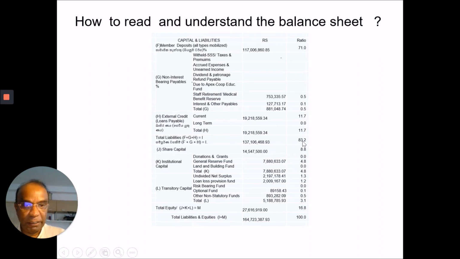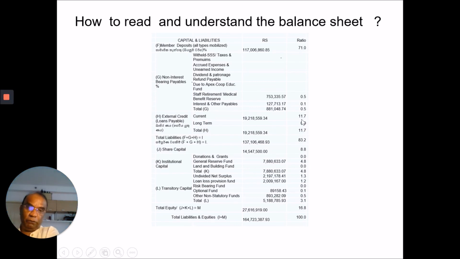But total liability is 83%. Share is at 14 million, that 8.8. It's below the standard. Minimum should be 10%. And another one is the general reserve fund, which is 4.8. And then you can see that the transitional capital and total together is around 16.8. So this is how the balance sheet position of assets and liability is very important for people to understand. In this segment, this credit union has mobilized fairly good deposit, and only 11%.